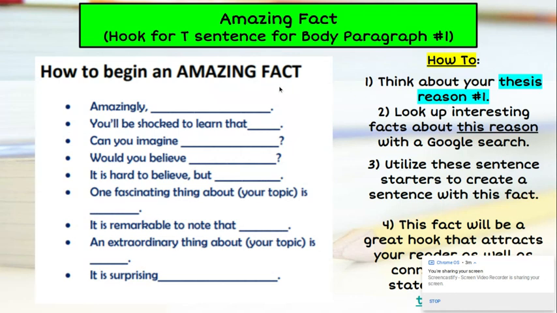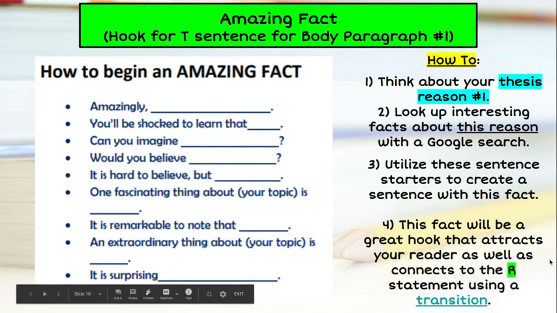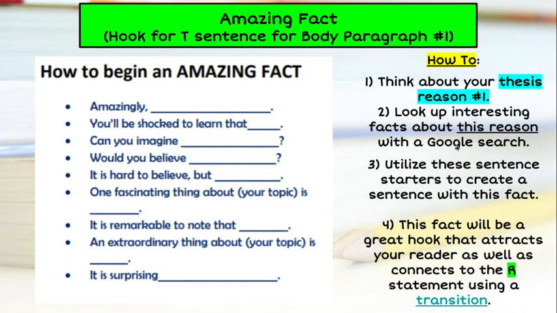Here are some suggestions of ways to start off your amazing fact. First, you need to think about what your thesis reason number 1 is. Look up some interesting facts about that reason with a Google search. So for instance, if you have as your reason number 1 for dogs that they make great exercise buddies, then look up with a Google search exercise facts or stories or any sort of information that might be attractive or funny or clever to a reader.